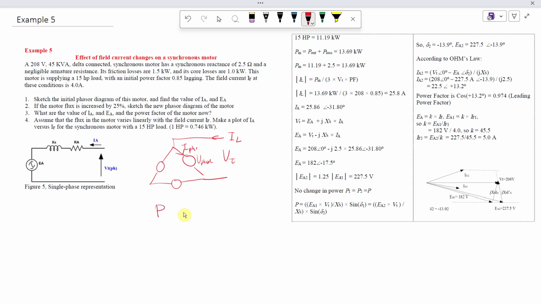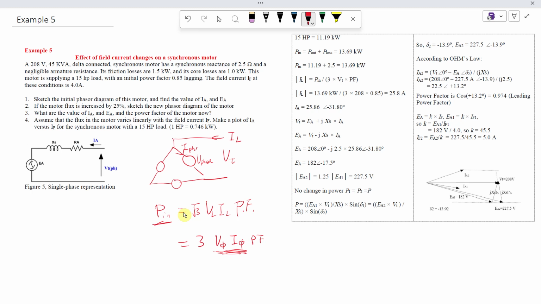We know that P in equals root 3 VL IL power factor. And what we got here is P in divided by 3. It's not root 3 here. So in this case, it's actually also equal to 3 V phase I phase power factor. The corresponding V and I give you the apparent power here, and you multiply by 3 phase. That's the total apparent power, and with the power factor, you get the real power here.